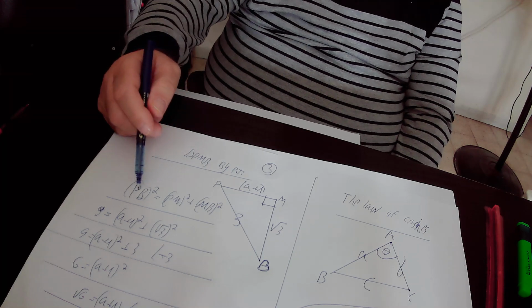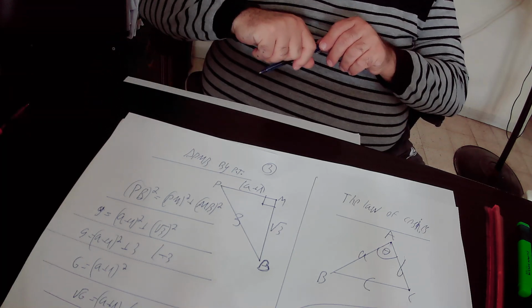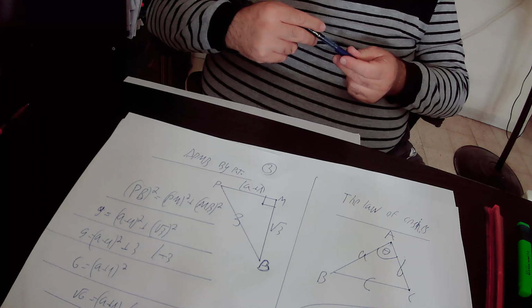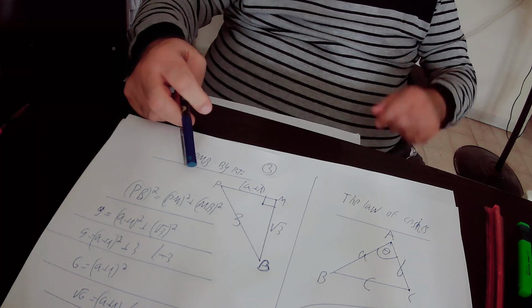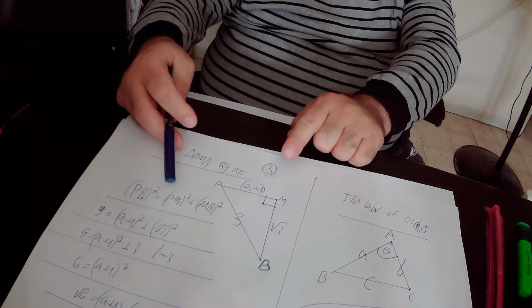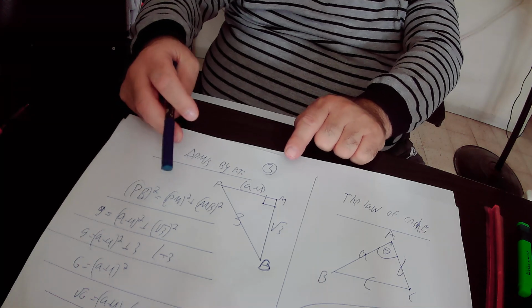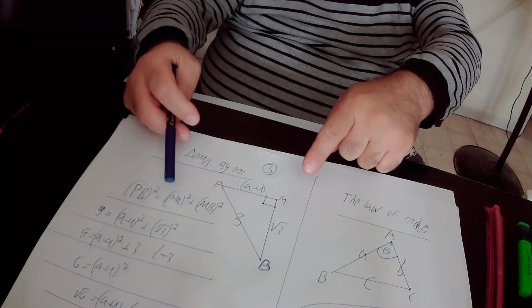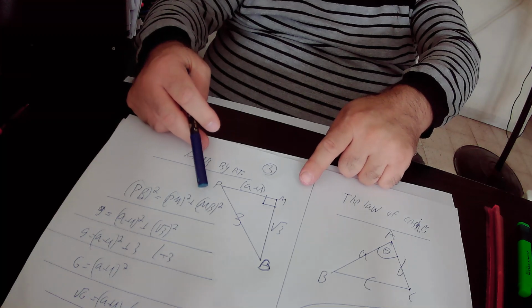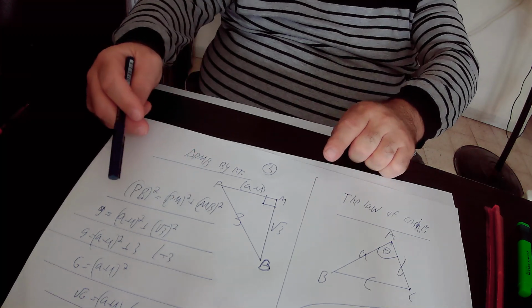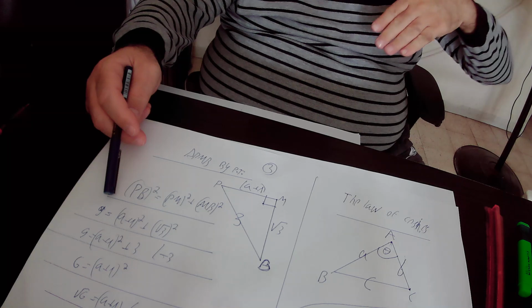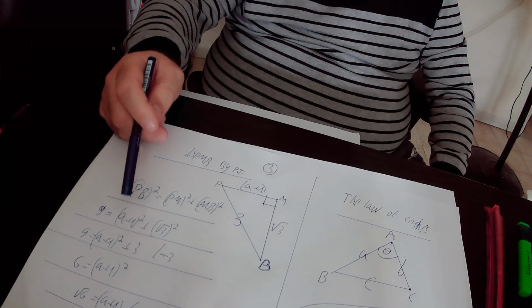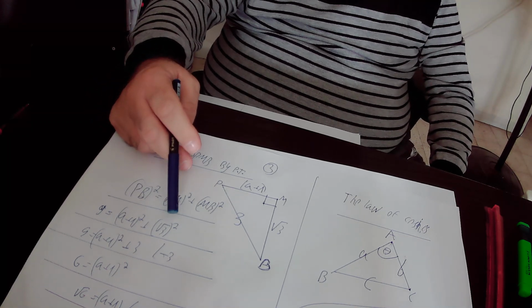PB equals 3, therefore PB square is 3 square, that is 9. And it must be equal to PM square. PM equals a plus 1, therefore PM square equals (a plus 1) square plus MB square. MB is equal to 3, therefore MB square is equal to 3 square. So in conclusion, we found that according to the Pythagoras theorem in the right triangle PMB, 9 equals (a plus 1) square plus square root of 3 square.